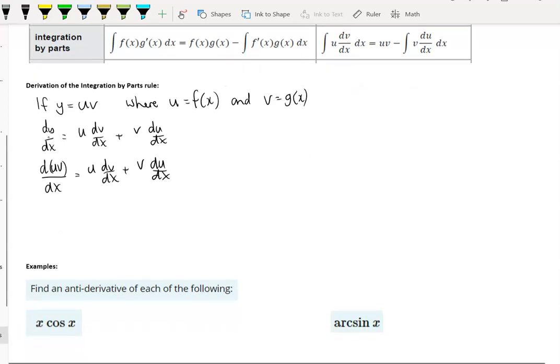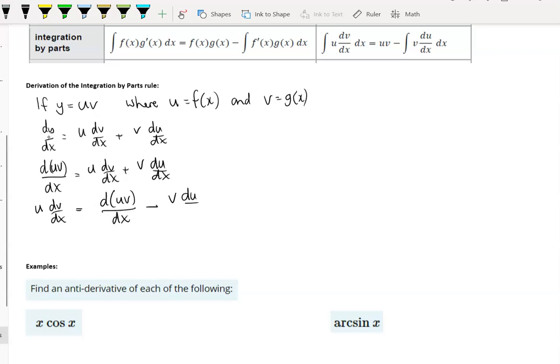And I'm just going to rearrange that formula. So I'm going to say that u dv/dx is going to be equal to d(uv)/dx minus v du/dx. I've just taken the term on the left here, on the right side, this term here, and I've just transferred it to the other side of the equation.